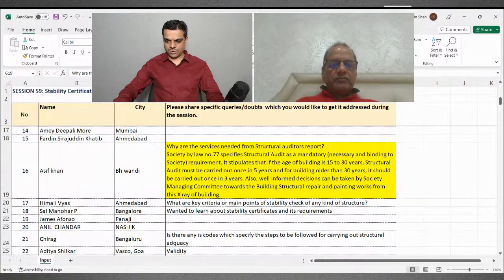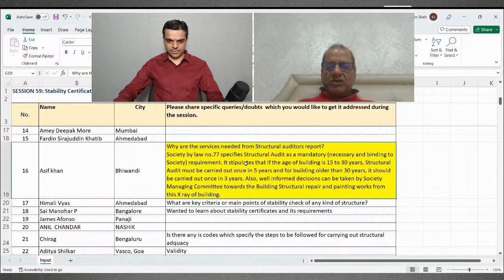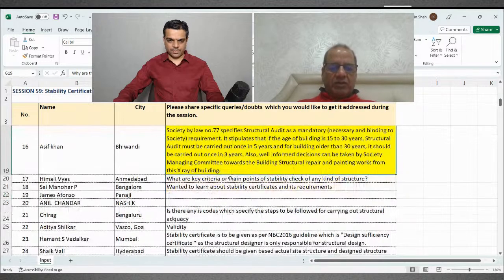Society bylaw number 7 specifies structural audit is mandatory. Okay. So all the audit related things, it's a different thing.